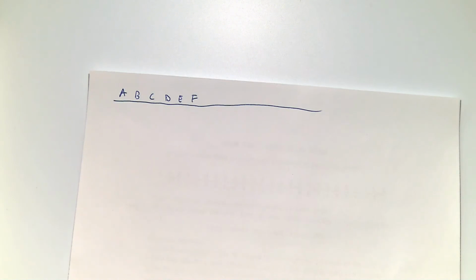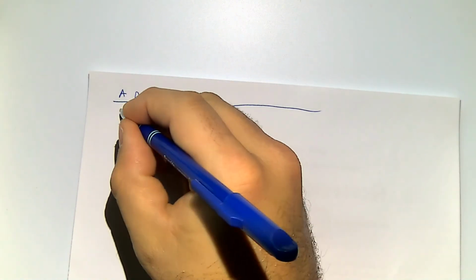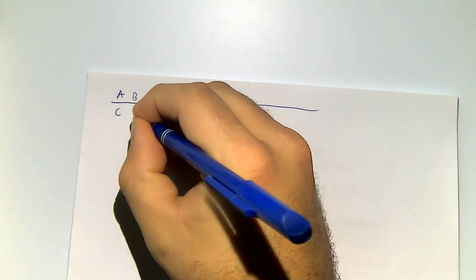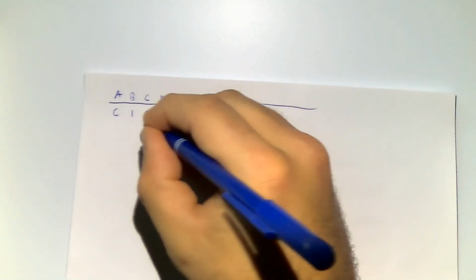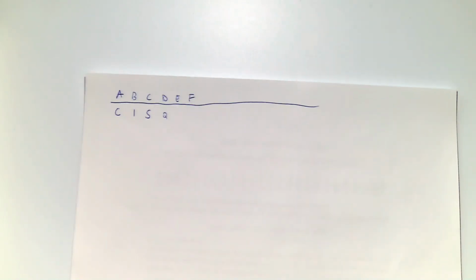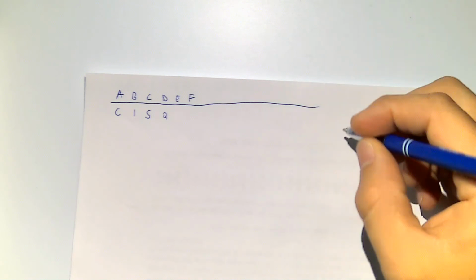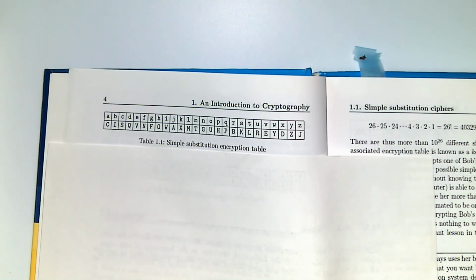And then I assign a letter to each. For example, I will map A to C, I will map B to I, I will map C to S, and this one to Q, okay? And now my key is going to be a lot more complicated than what it was before, right? This method I'm not going to fill in, but you do have it in your book. So one way to look at this would be as a table, in which you just match each letter to another letter. Yes?